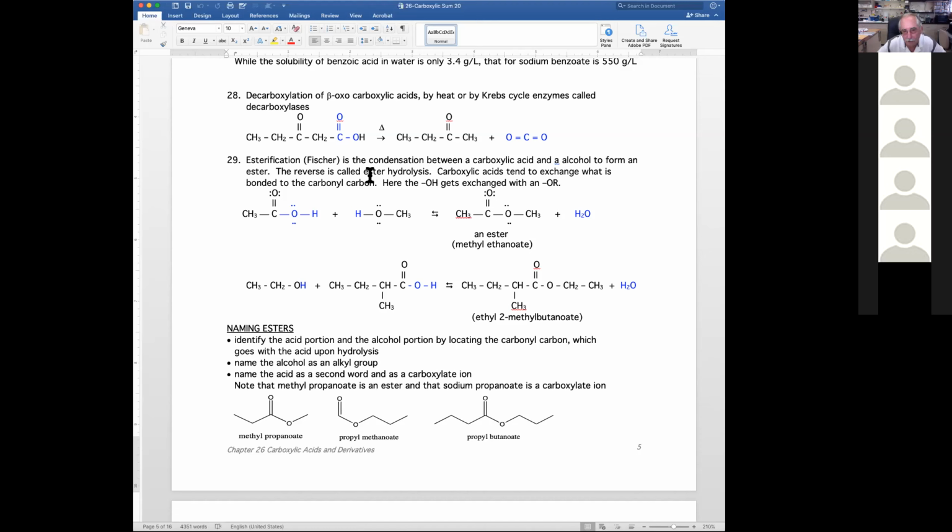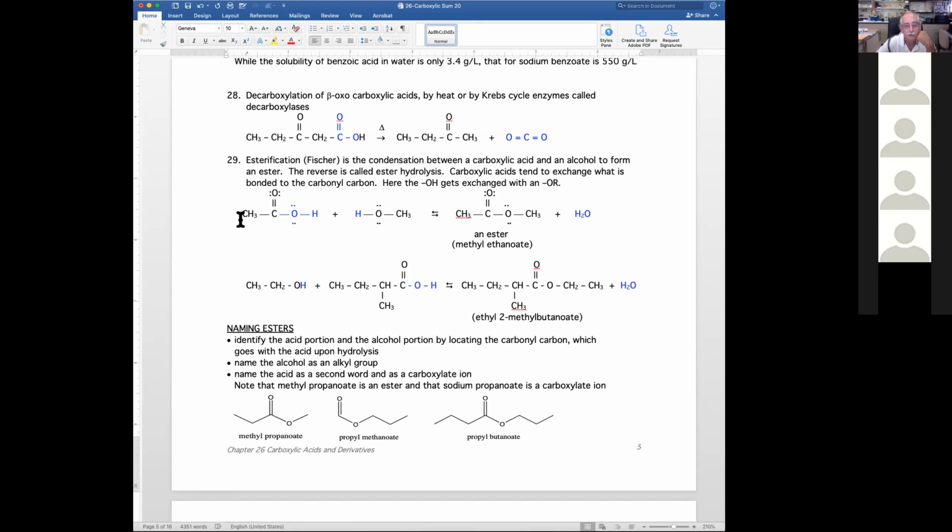So finally, today we'll look at this last reaction, esterification, or Fischer condensation, or Fischer esterification, whatever you want to call it, after Emil Fischer, a very famous chemist. So esterification is the condensation between a carboxylic acid and an alcohol to form an ester. Here you can see the problem right in your own textbook.